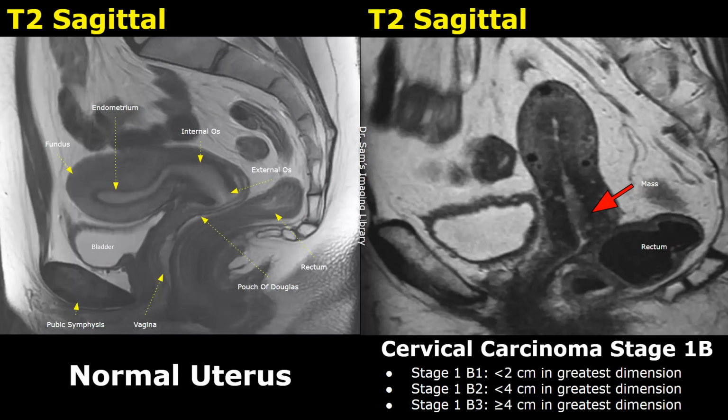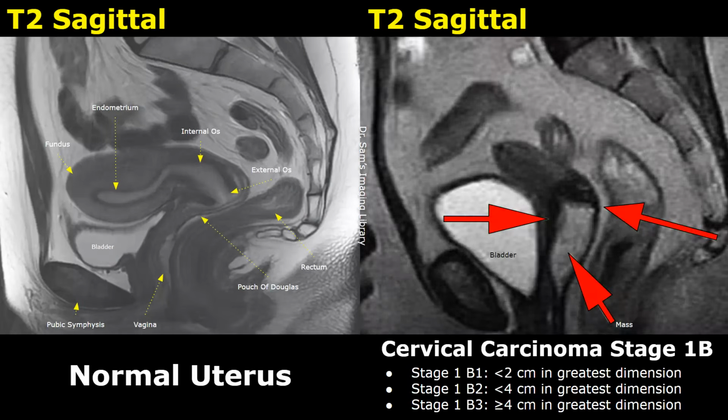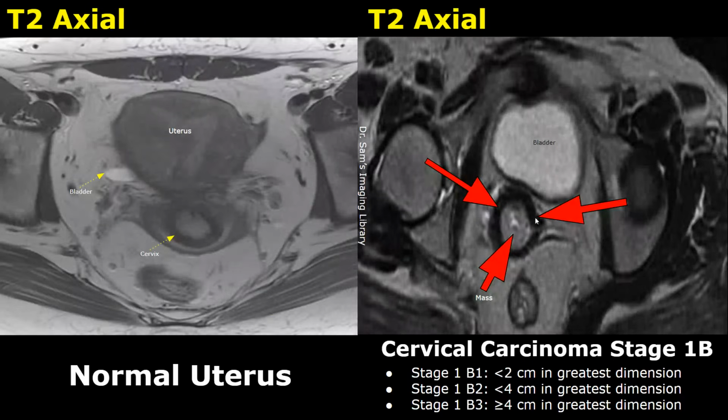Here is another image of cervical carcinoma. It has irregular borders and is hyperintense in a T2 sequence. This is a T2 sequence in axial view showing cervical carcinoma. It is better seen in a sagittal plane.